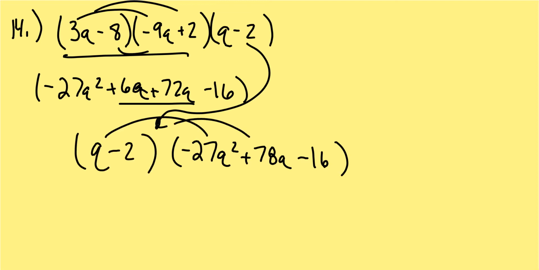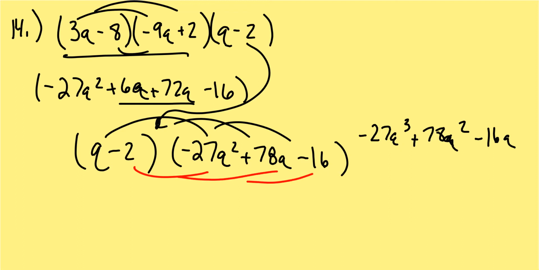Q goes to everything. I end up with minus 27q cubed plus 78q squared minus 16q. Now, negative 2 goes to everything. So I get plus 54q squared. I get minus 156q. I get plus 32. Combine my like terms.